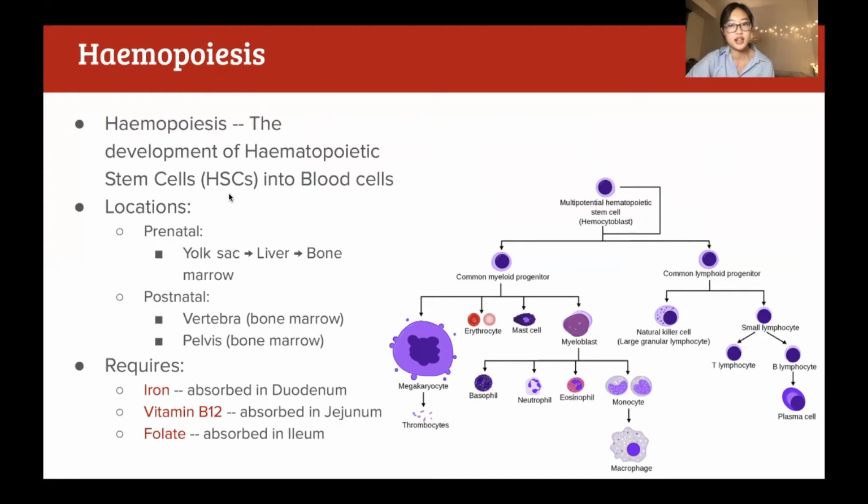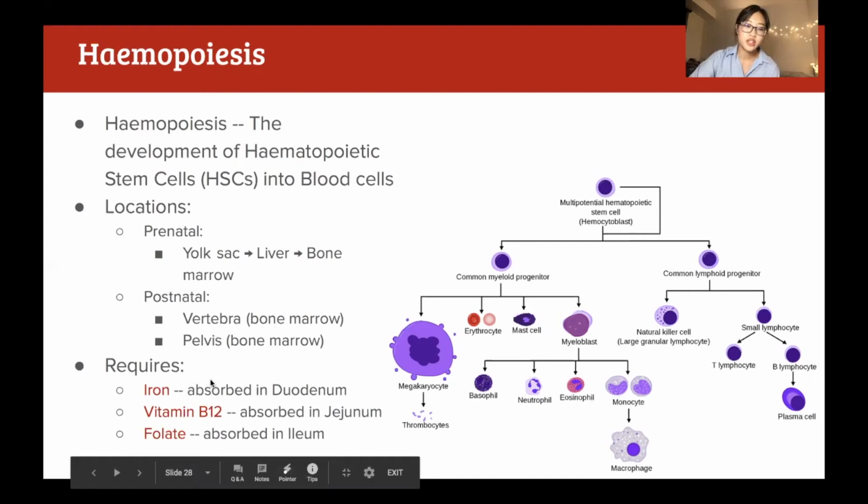So haemopoiesis, this is not super important, but when you're in the prenatal stage of life, it happens in the yolk sac early on, and then the liver, and then the bone marrow, when you're just about to pop out of the womb. And once you reach postnatal development, so everything from once you're outside of the womb, it happens in your bone marrow, most commonly your vertebrae, and also your pelvis. There are some other areas, but all you really need to know is that it's a bone marrow thing, okay?